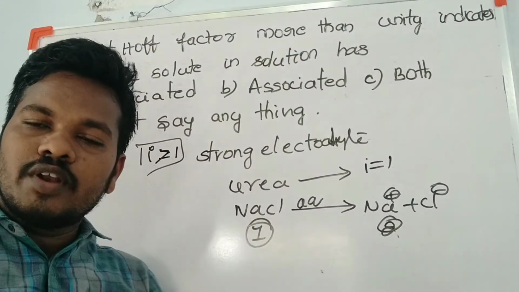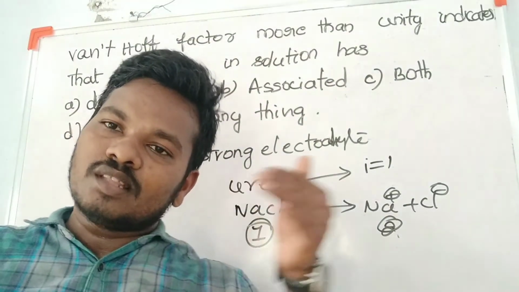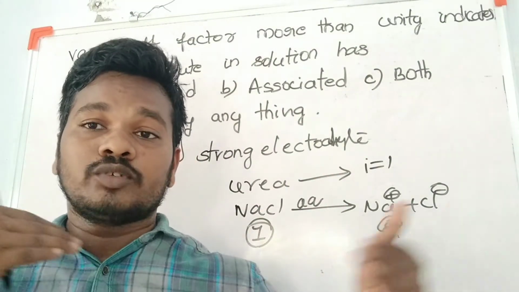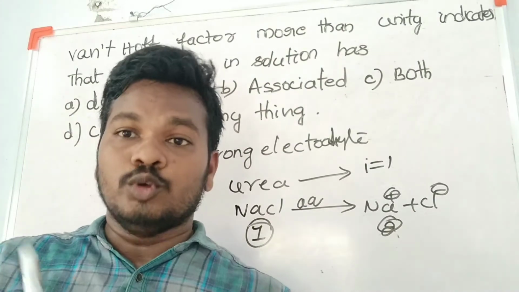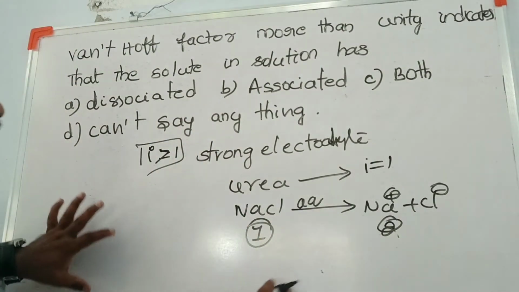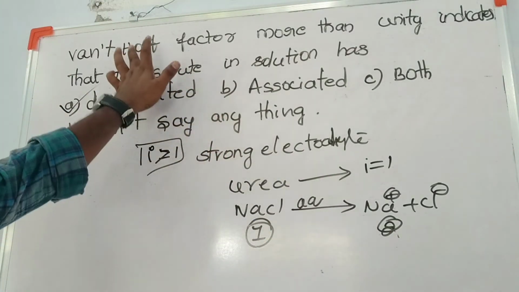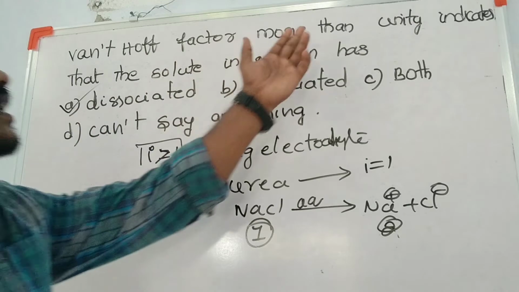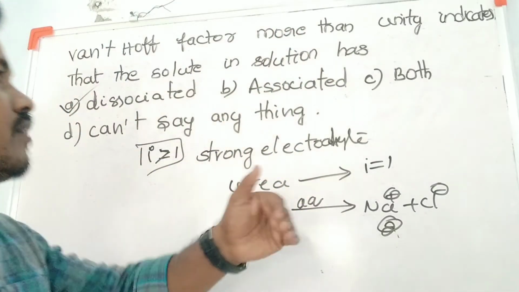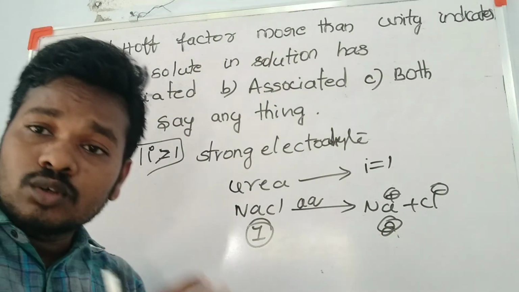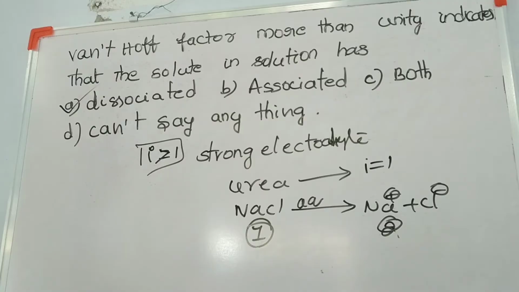That means whenever you take a strong electrolyte, it will form more than one ion. It gets dissociated into different ions, cation and anion are produced. So dissociation will be taking place. For example, if they ask the question where the i factor is less than unity, that means exactly 1 or less than unity, then there is no dissociation, only association will take place. That time, associated will be the correct answer.